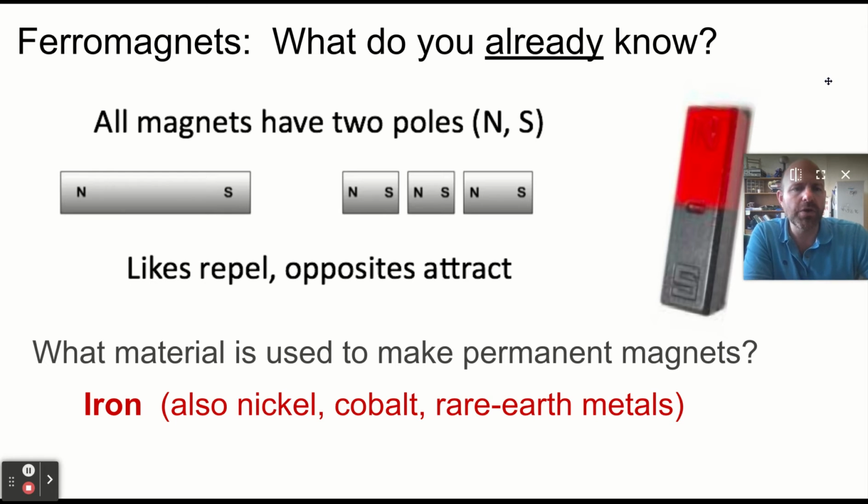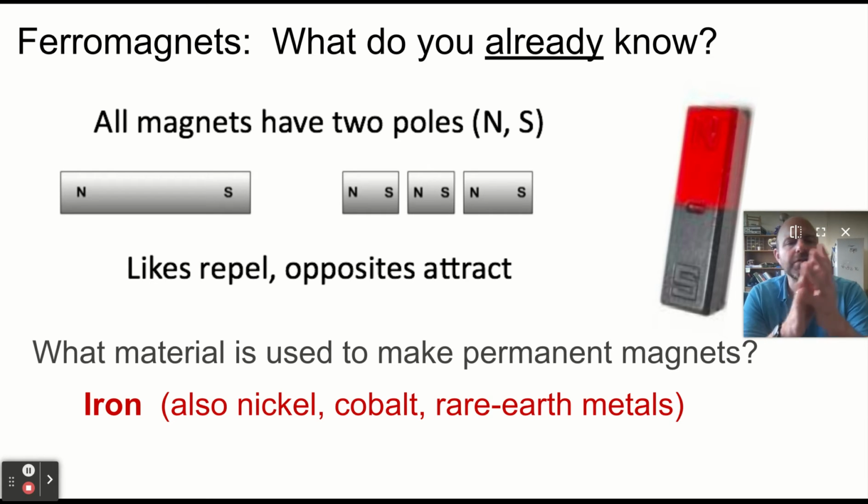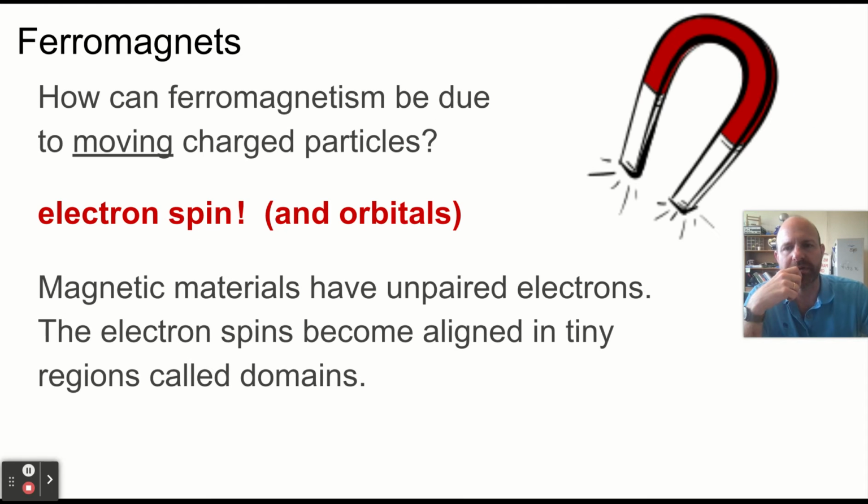So what do we already know? Well, you probably already know that all magnets have two poles, a north and a south, likes repel, opposites attract. In that way, this is very similar to electricity, positive and negative. There are other things involved here, but things that are made of iron and a few other naturally occurring materials can be what we call ferromagnetic. Ferro comes from the same root as iron, ferrous materials.